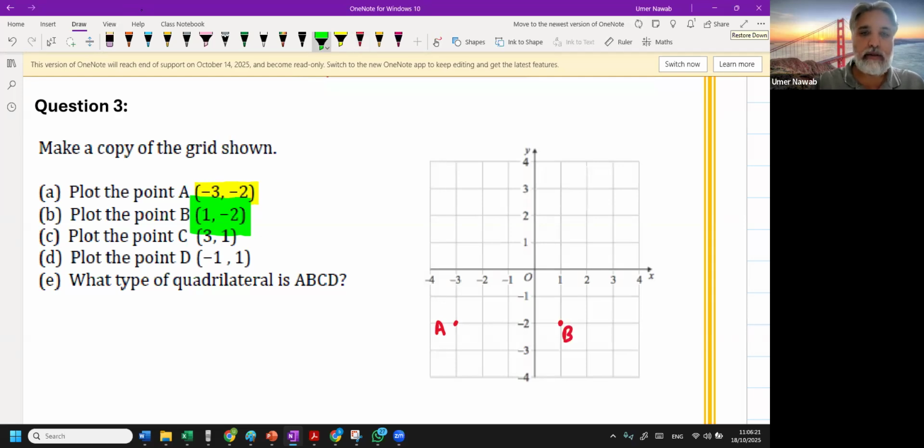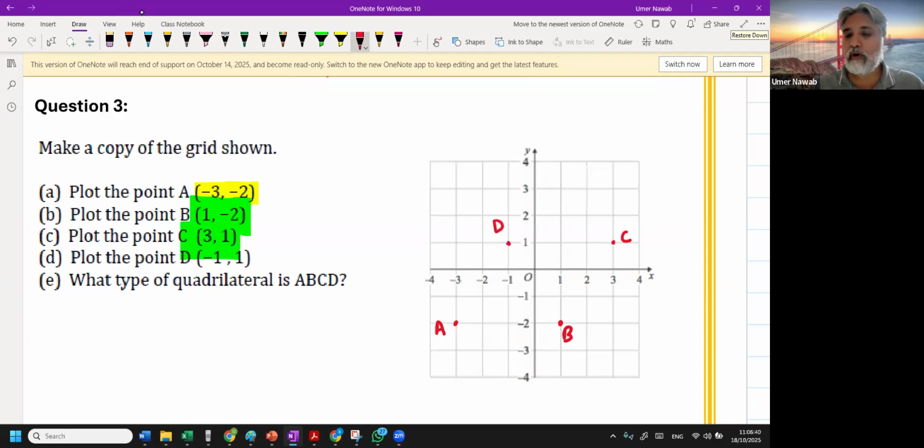Next, C point, 3 right, 1 up. That is my C point. And D is -1, 1. -1 means 1 left, 1 up.